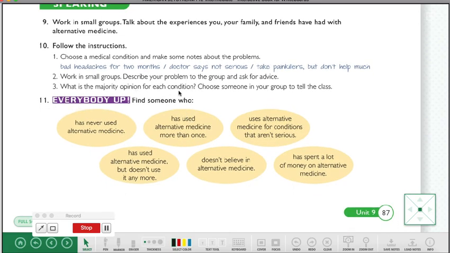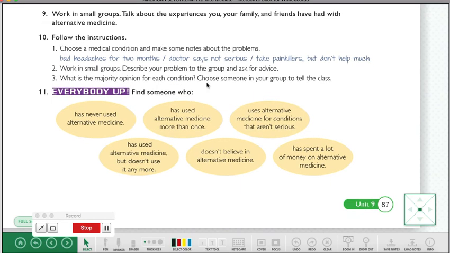What is the majority opinion for each condition? Choose someone in your group to tell the class. Yes, in step 3, some students give suggestions about the problem you have. Then you choose one good piece of advice to share with the class. Okay, and well, the last one is not possible because it has to be in the classroom, but you can just read this short paragraph and go over the meanings. That's good to increase your vocabulary, I mean. Okay, but no evidence is necessary here.